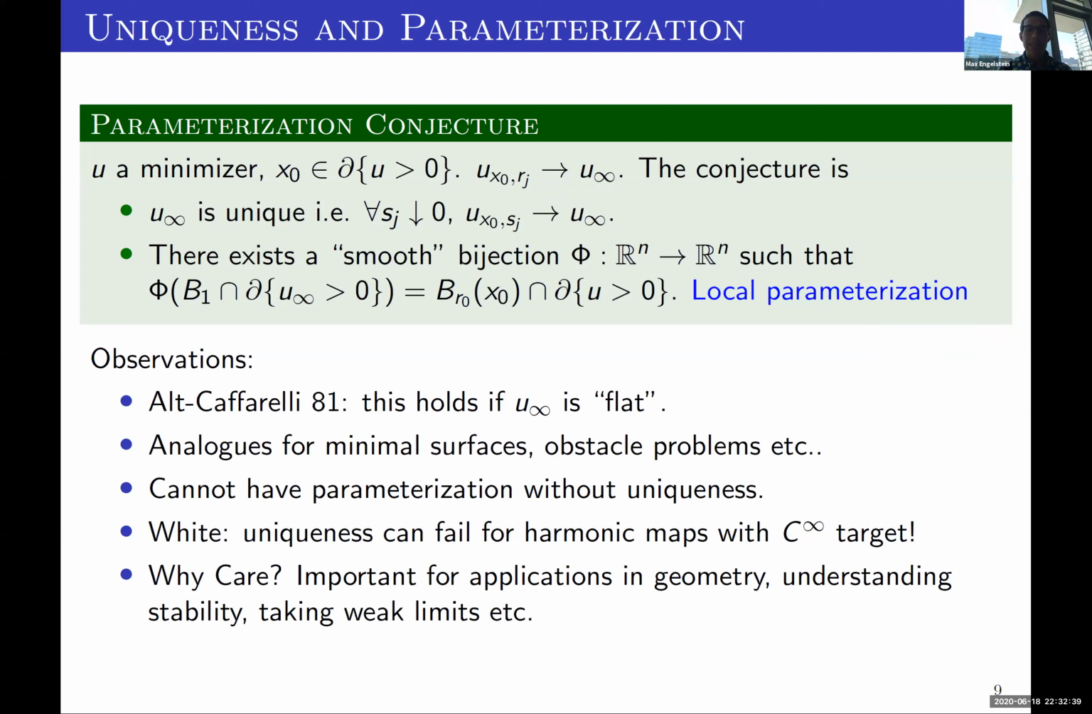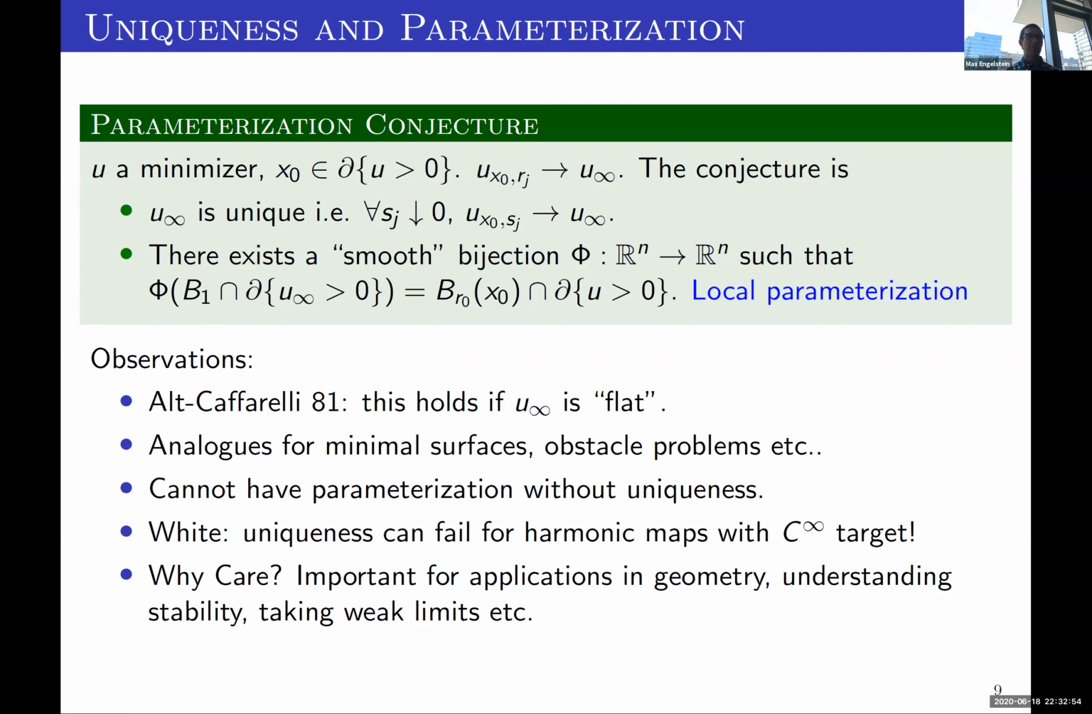Well, the idea is that if you care about these free boundary problems because they model physical phenomena, then this parameterization is a type of stability almost, right? It's telling you that infinitesimally, you really do understand what's going on, and that you can't have different infinitesimal behaviors as you zoom in at different scales, which feels very non-physical. And also, if you care about these applications, if you care about these free boundary problems or minimal surfaces because they show up in geometry, then these parameterizations are quite useful for applications.